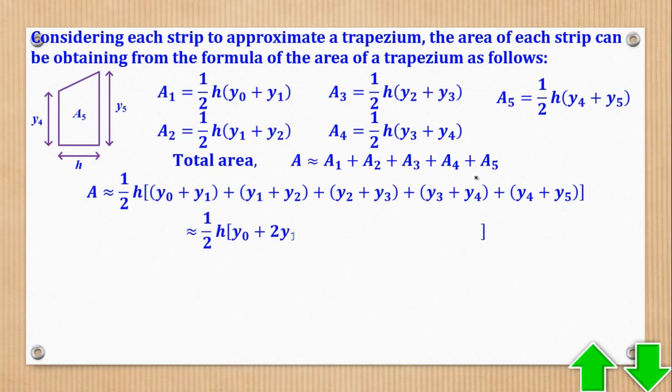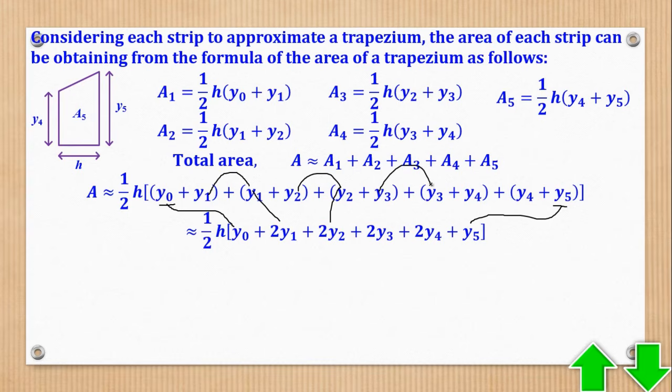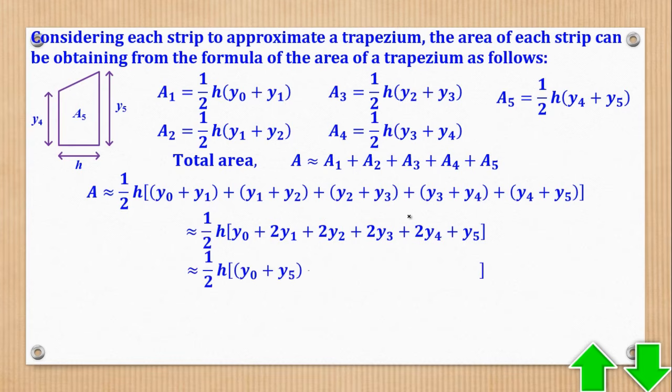Then after that, you realize that y0 and y5 appear once, but the rest appear twice. For example, this is y1, y1. That is why there is 2y1. This y2, y2, that's why there is 2y2. y3, y3, that's why there is 2y3. y4, y4, that's why there is 2y4. So we are going to collect the ones which appear once alone and the ones which appear twice alone. So we shall come up with that formula.